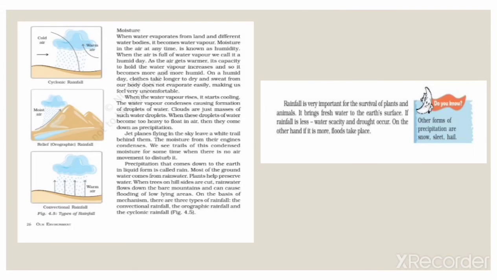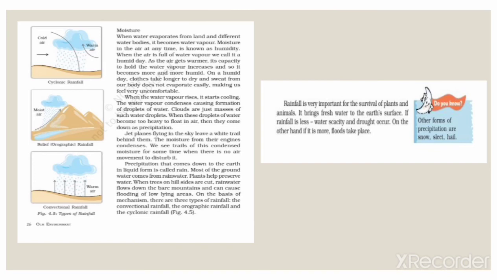Then next, moisture, humidity and rainfall. What is humidity? That is the amount of moisture present in the air. When water vapor rises, the air cools, condenses, clouds are formed, and then the rain falls. So we are talking about the water cycle, or you can also say rainfall.